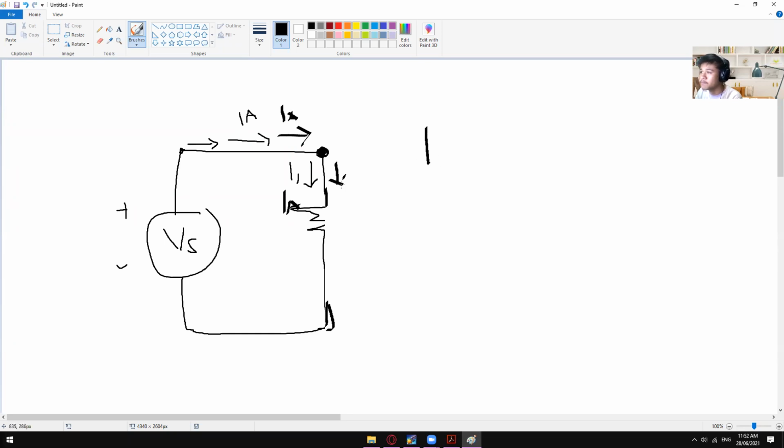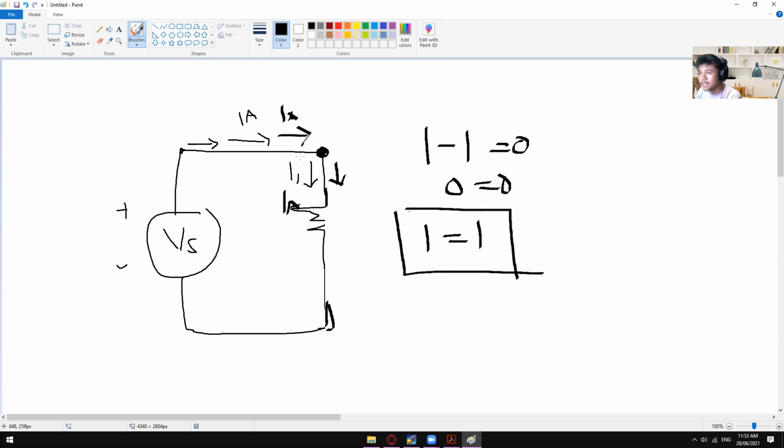And then we have a current that is leaving this one, so this is now minus 1, or 1 amp, and then equate that to 0. So 1 minus 1 is equal to 0, so 0 is equal to 0. Or if you want, you can transpose this one to the other side, so 1 is equal to 1. So that's basically the rule of the KCL.